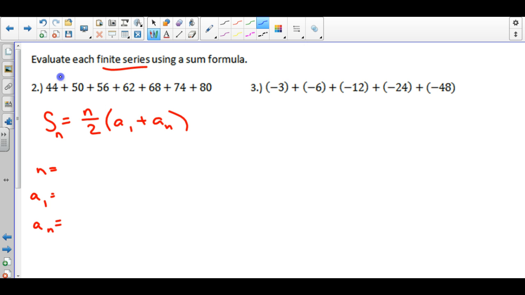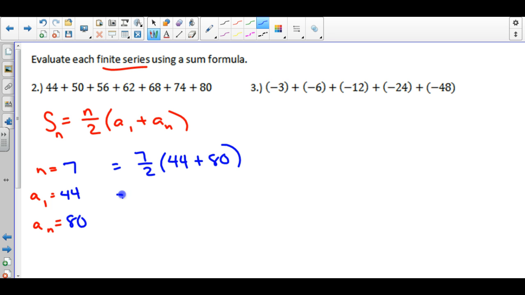So in this case, my number of terms: 1, 2, 3, 4, 5, 6, 7. We have 7 terms. My first term is 44, and my last term is 80. So you don't even need to identify the common difference. You don't have to write an explicit formula for this. We are just going to use this formula right here. So I'm going to use 7 over 2 times the quantity of 44 plus 80.